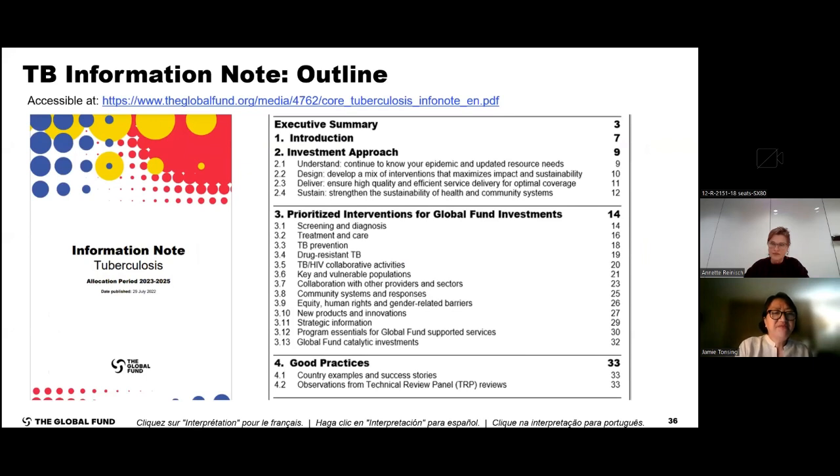So this is the outline of the TB information note, and you will see that there is the investment approach, prioritized interventions, good practices. I will be mostly speaking to section 3 and a little bit on section 1 on the investment approach. But please go through the information note for the 4th section for country examples, observations from technical review panels. That will be very helpful as you develop your funding requests to know what the TRP likes and does not like to see in the funding request.